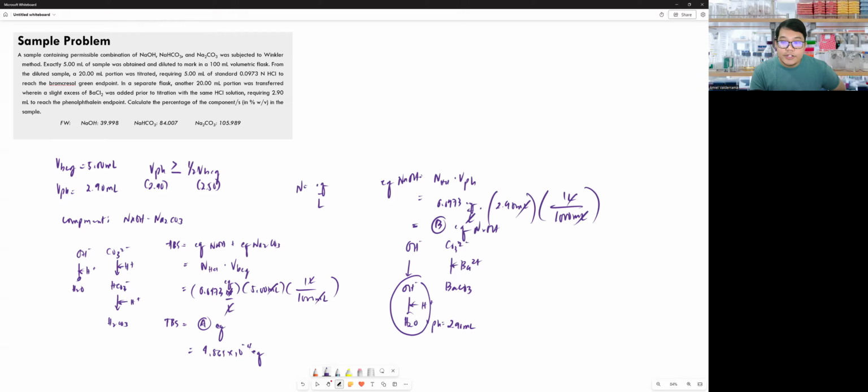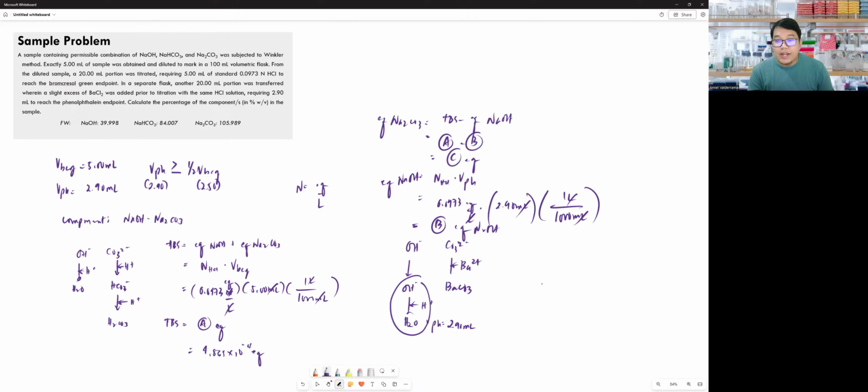Okay? Tapos, ngayon, to calculate for equivalence ng Na2CO3 is just equal to TBS minus equivalence ni NaOH. So, ang TBS natin kanina is A. Ang NaOH natin is B. Nakastore sa calculator nyo. Then, let's store it as letter C, equivalence. So, ang C natin is yung equivalence ni sodium carbonate.